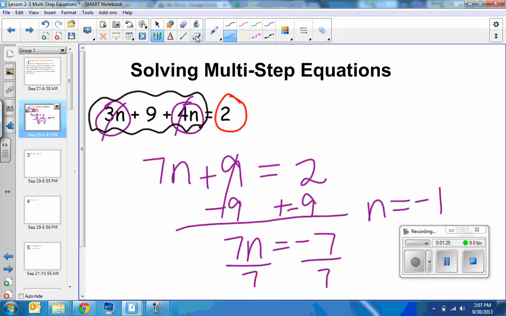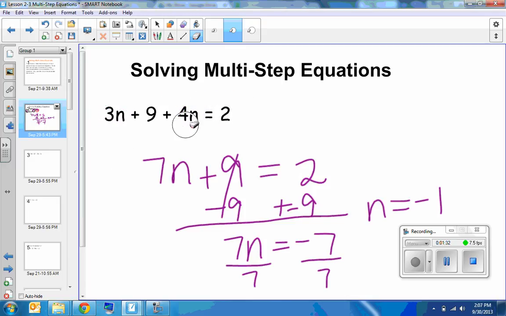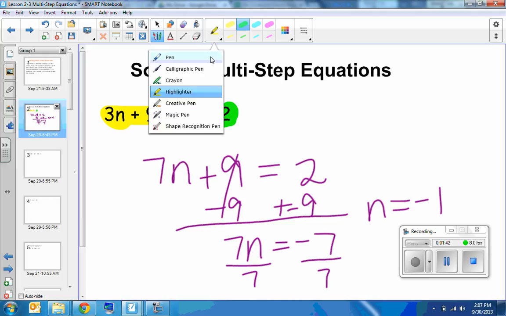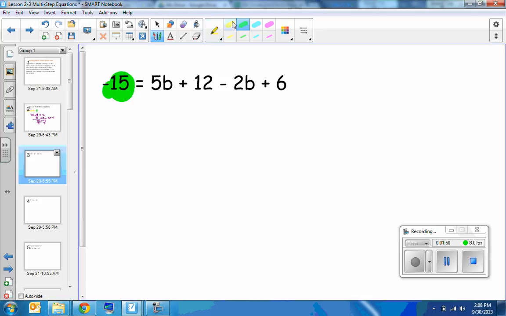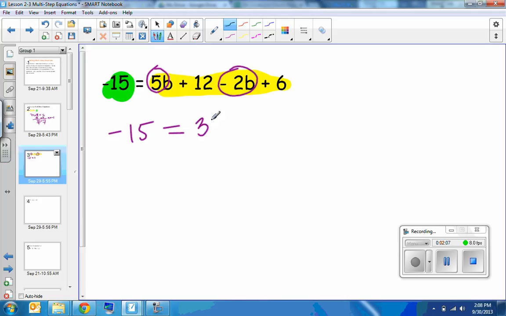So again, looking back at the beginning problem, I can only combine the terms that are on the same side of the equation. So this is one side of the equation, this is the other side of the equation. So let's look at this one. Again, this is one side of the equation, this is the other side of the equation. So I can only combine the like terms on that side. So here on this side, there's nothing to combine, so I give negative 15. Here I have a positive 5b minus 2b to get a positive 3b, and then a positive 12 plus a positive 6 is a positive 18.